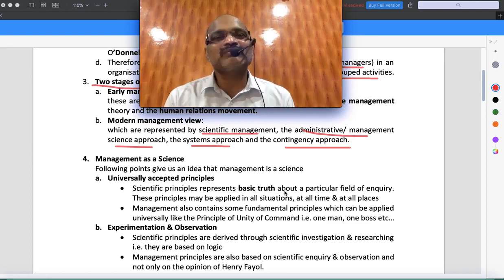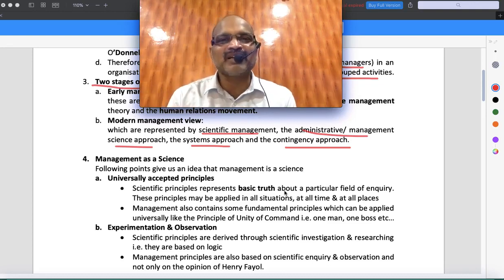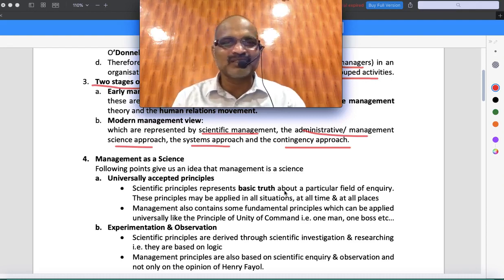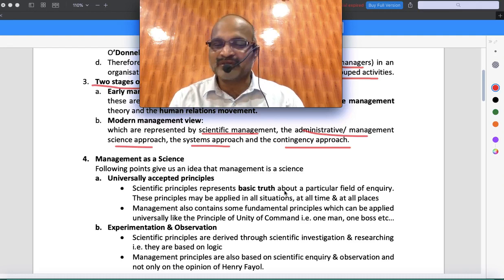Whereas in economics, when you read the law of demand, you must have studied that the law of demand is based on certain assumptions, the law of supply is based on certain assumptions. Like this, every subject will have some assumptions, but when it comes to science, assumptions are very less.